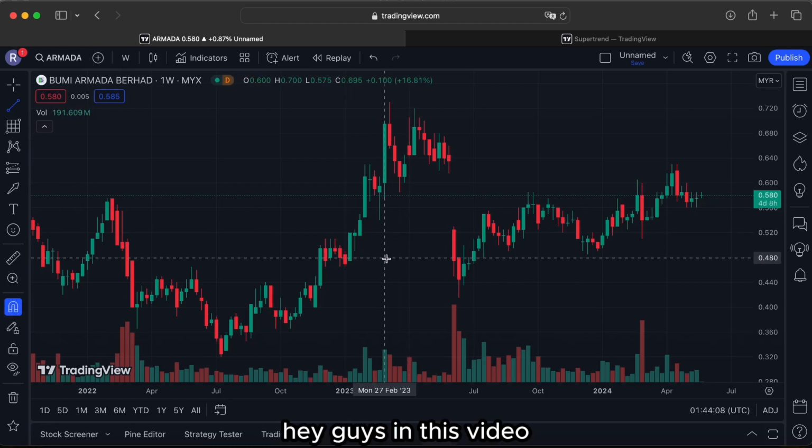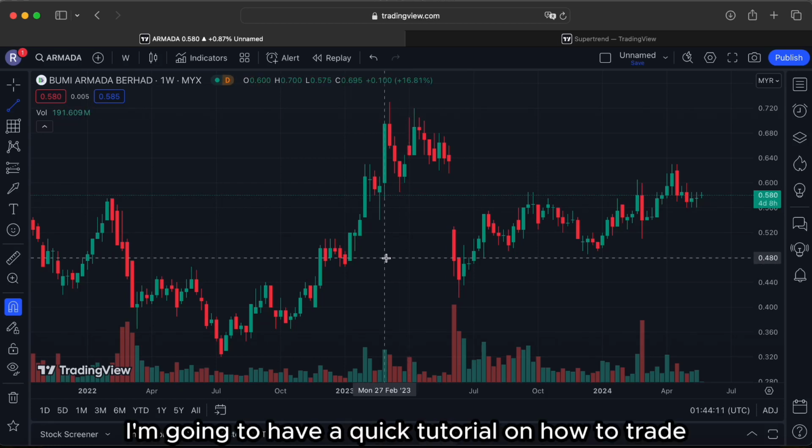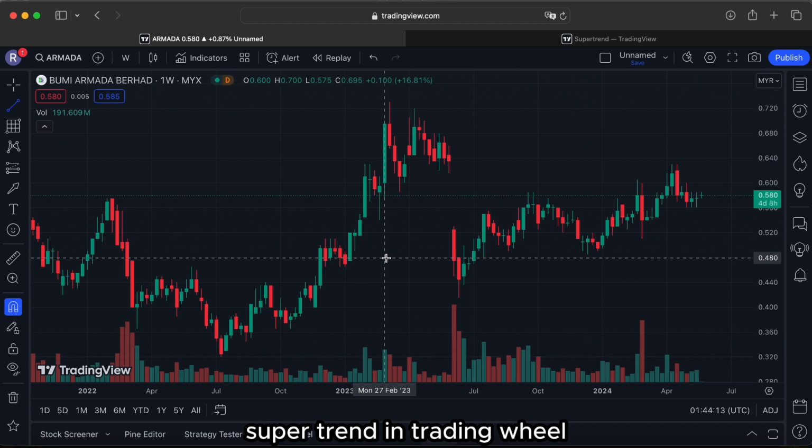Hey guys, in this video I'm going to have a quick tutorial on how to trade SUPERTREND in TradingView. So if you want to learn to plot your graph, you can check the description down below.